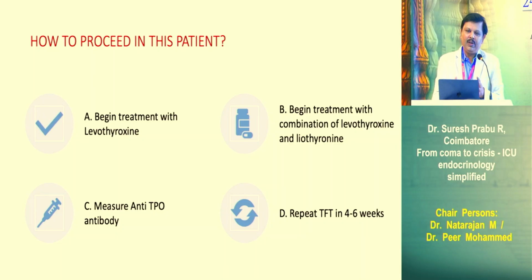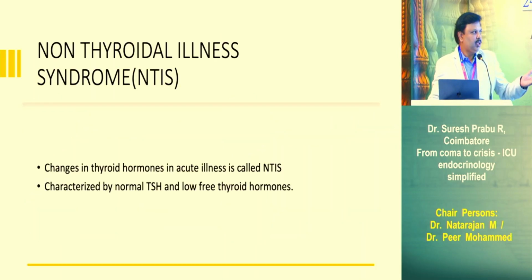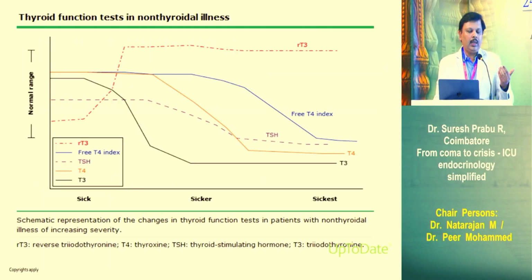So the closest differential diagnosis in this patient is central hypothyroidism. But what this patient is having is a non-thyroid illness syndrome, or what we call the sick euthyroid status. A sick euthyroid status is common in patients who are very sick, and it is a natural physiological mechanism that helps to conserve energy for our patient. If you see, immediately when the patient becomes sick, the T3 comes down and the RT3 increases. This indicates that the body is conserving energy, followed by T4 and TSH.